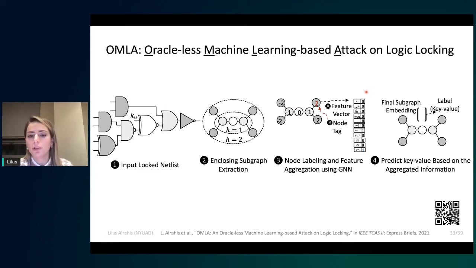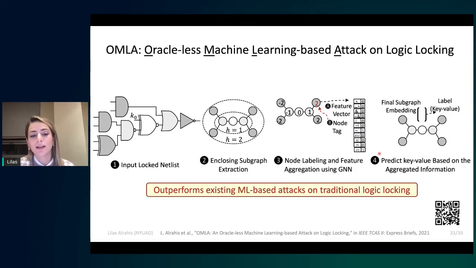The GNN again will generate an embedding for each node. But now, since we're interested in the subgraph level, these generated embeddings will be combined together using a readout function. So we will get just one final subgraph embedding, which will be used for the classification. And the classification label here is the key value.